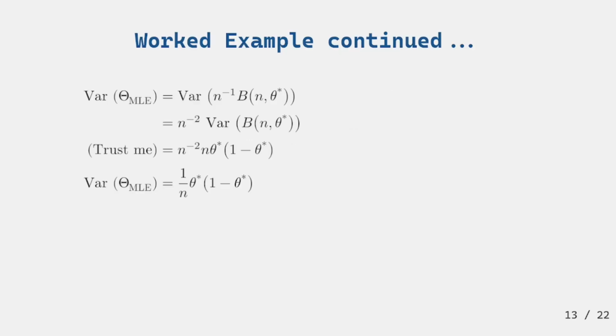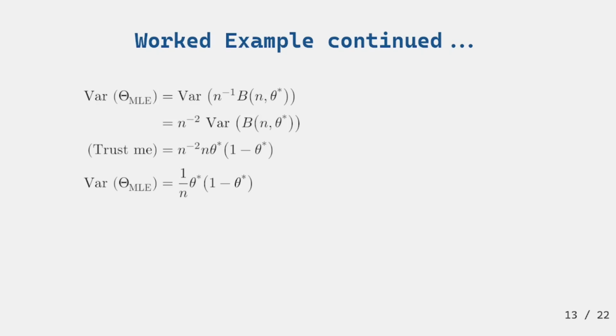And so we can calculate the variance of our maximum likelihood estimation. Again, our maximum likelihood estimator is just 1 over n times the binomial, and we can pull that 1 over n out, but it gets squared. And the variance of the binomial distribution, which again you're going to have to trust me on or go look it up for yourself online, I'm sorry, is n times theta star times 1 minus theta star. And so we can see that the variance of the maximum likelihood estimator is 1 over n times theta star times 1 minus theta star.